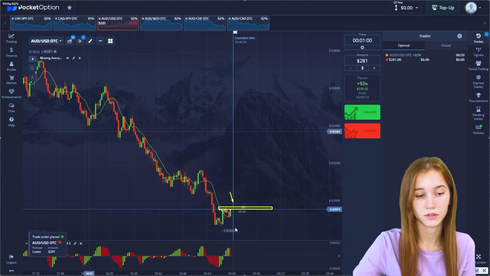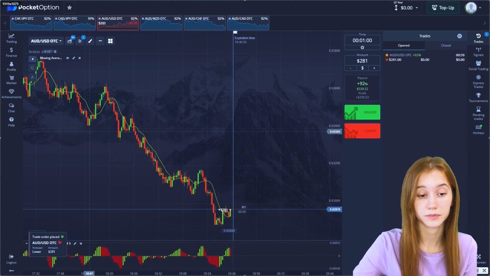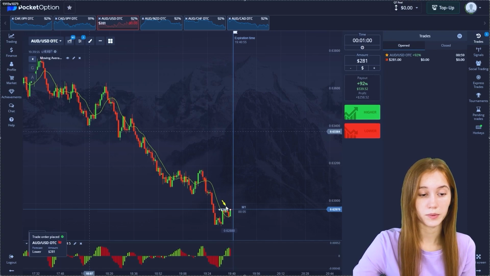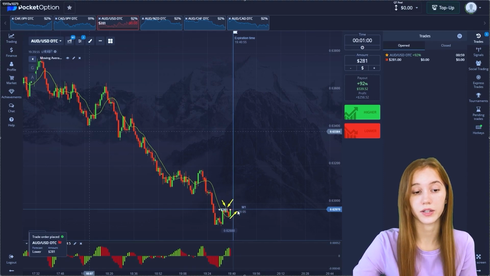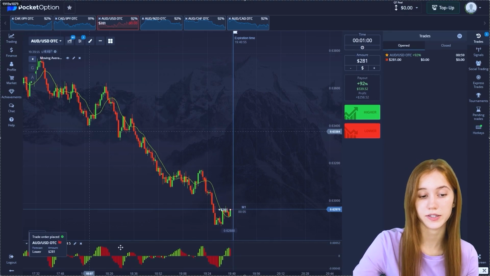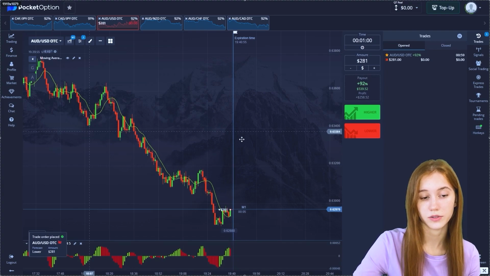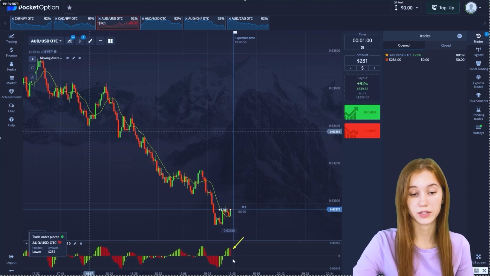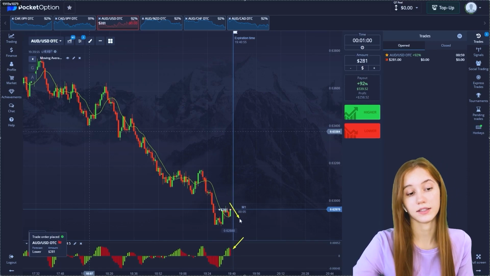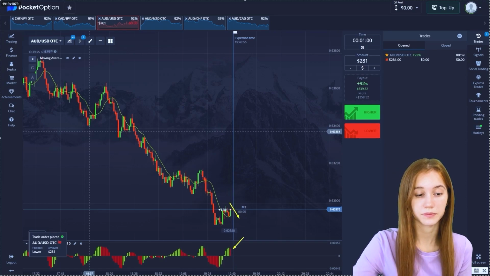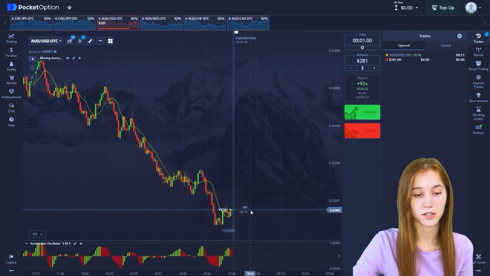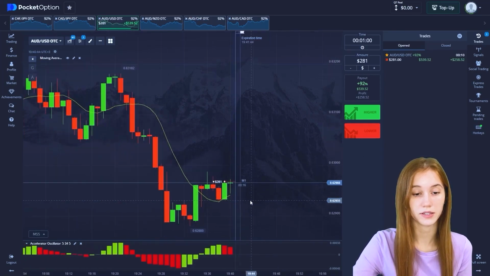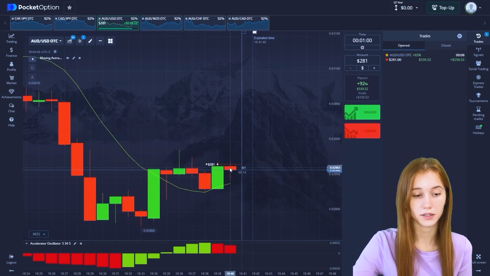Reversal will be weak, I think. Yeah, we see also shadows. Moving average, ascending trend we see, but later says drawdown. Yeah, red bar we see, descending trend I see. 10 seconds left until the end of the deal at the moment.